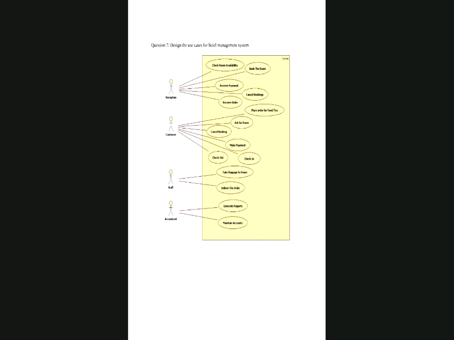Use case for hotel management system. In hotel management system, now you have to see.